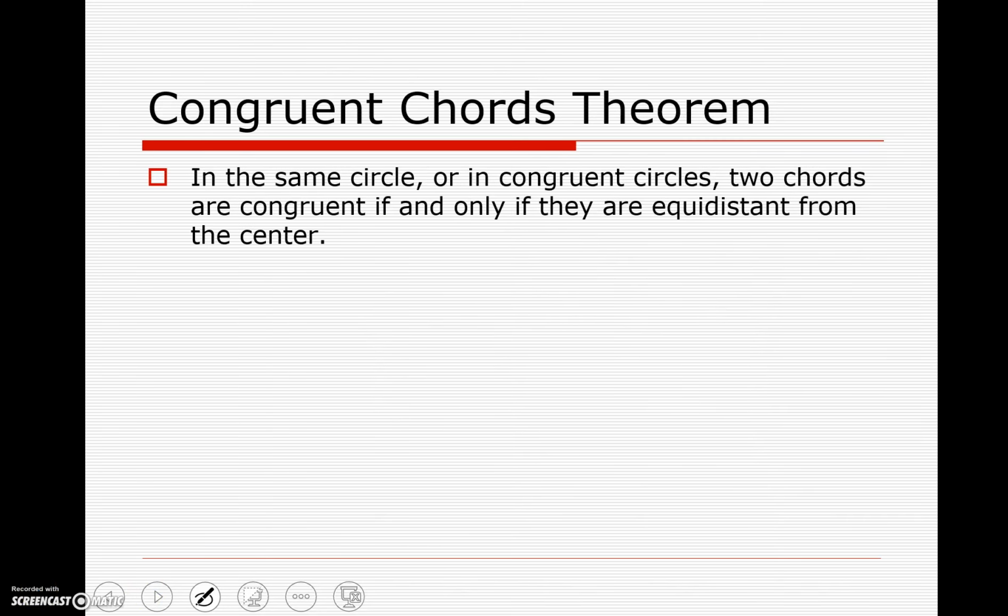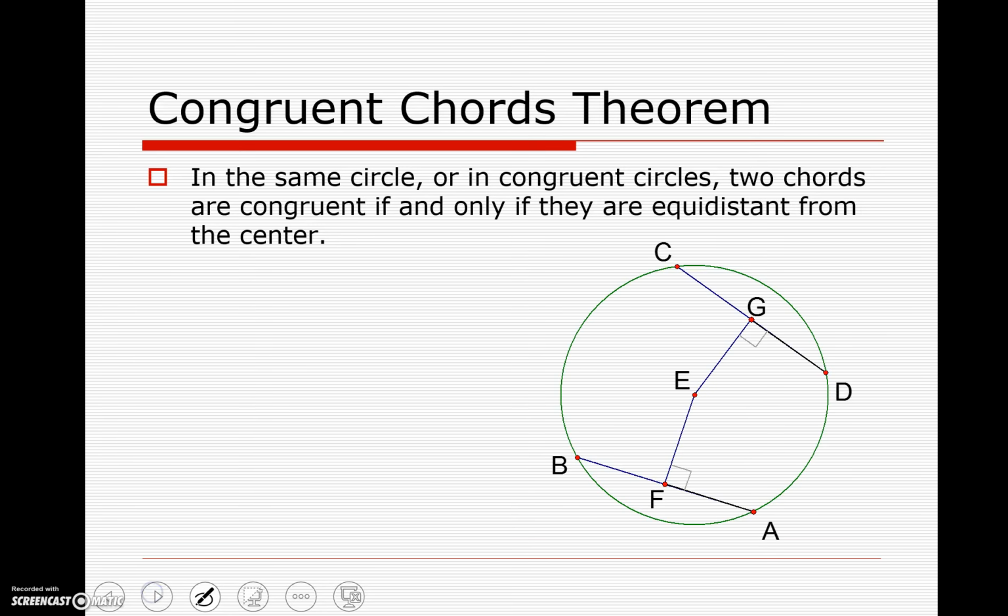Our next theorem is in the same circle or congruent circles, 2 chords are congruent if and only if they're equidistant from the center. So let's take a look at what that might look like. So we have chords AB and chord CD. These two pieces here are going to be congruent only if we have ourselves equidistant.